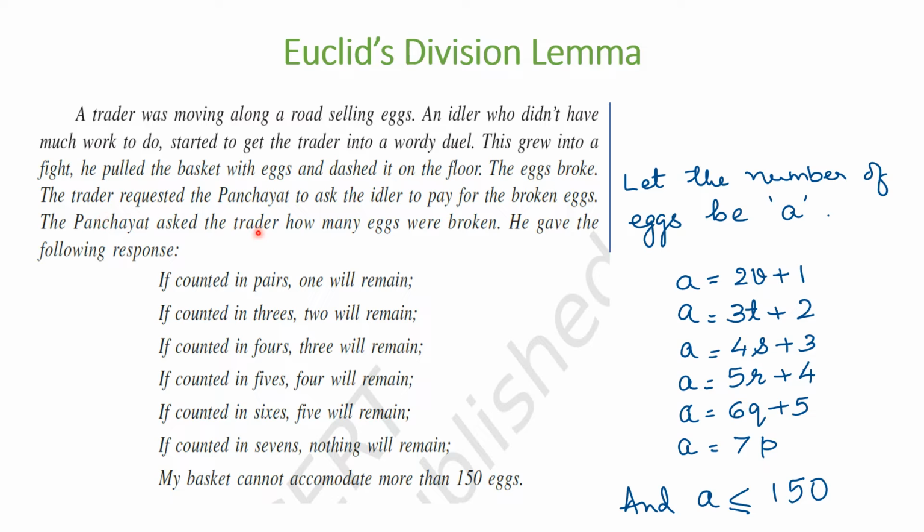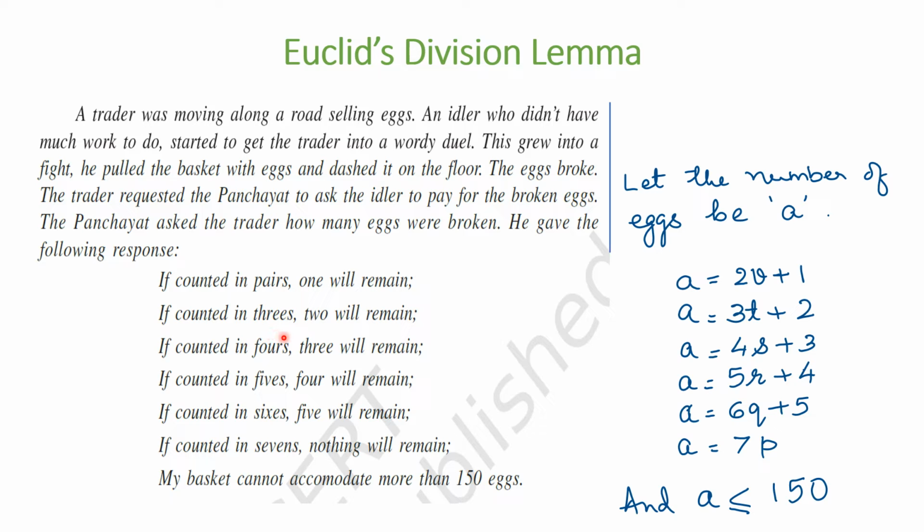The trader requests the panchayat to ask the idler to pay for the broken eggs. So the panchayat asks the trader how many eggs were broken. Now the trader, instead of giving a straightforward answer, says this: when the eggs are counted in pairs, 1 remains.